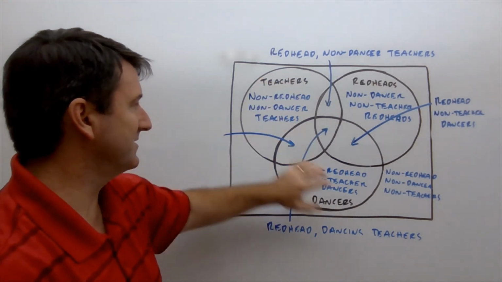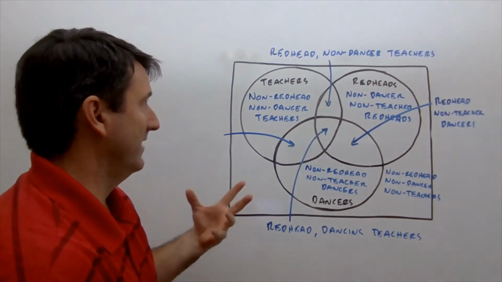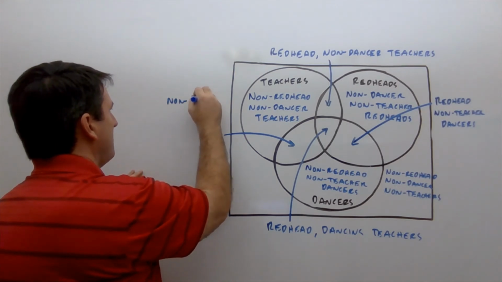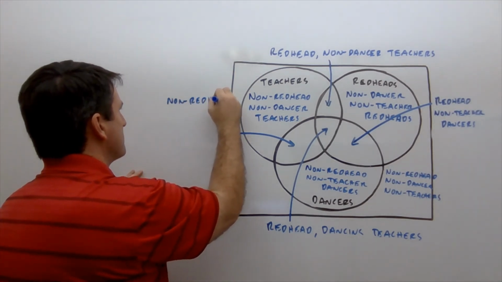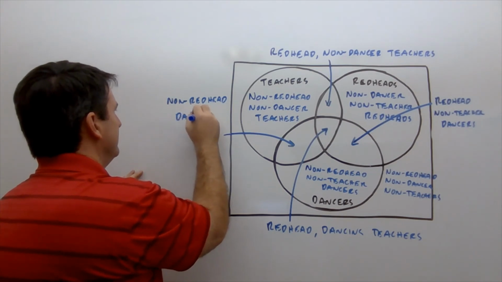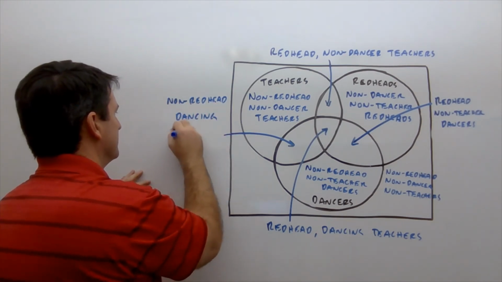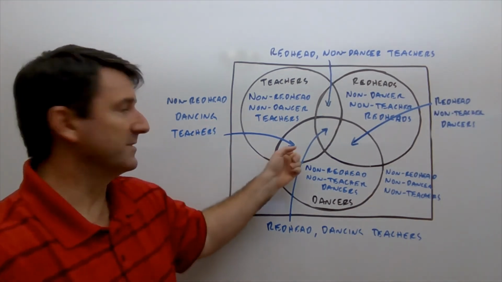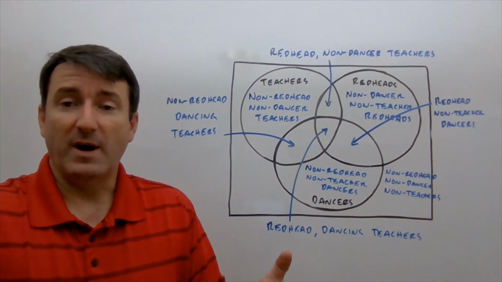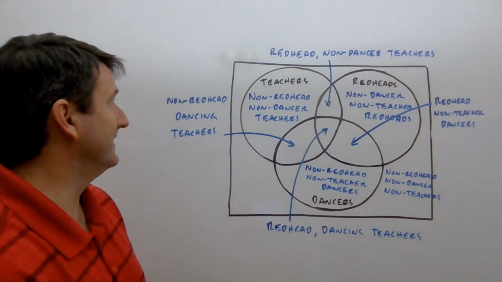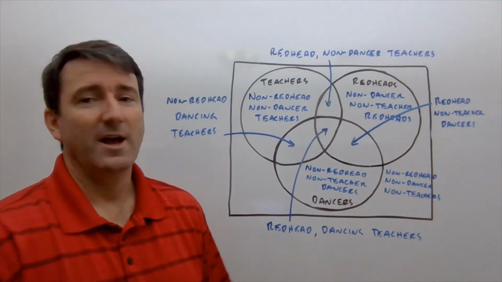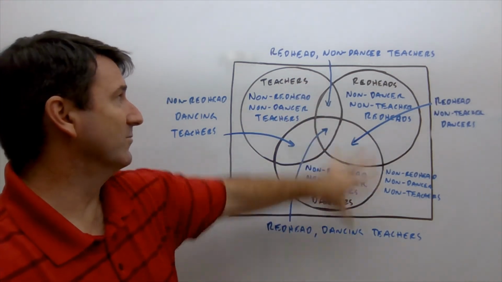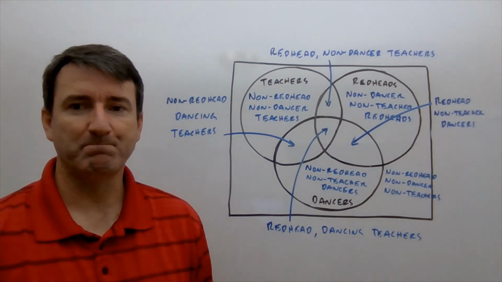But then we have one last region that's right here. These are people who are teachers and dancers, but not redheads. So let's call these non-redhead dancing teachers. This region might be Mr. Batsios, who has legendary dance moves, is clearly a teacher, but is not a redhead. So that's how we're going to label the 8 regions in this Venn diagram.